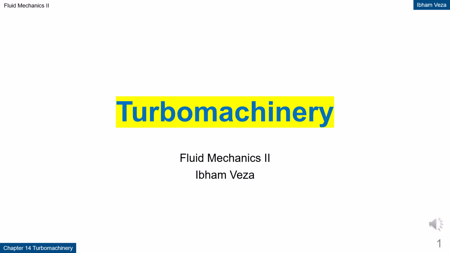Turbomachinery. This chapter introduces the fundamental concept of turbomachinery as machines that transfer energy between a fluid and a rotating shaft. These machines are central to many engineering systems, such as pumps, turbines, compressors, and fans. The main focus is how mechanical energy and fluid energy are converted through the interaction between flow and blades.